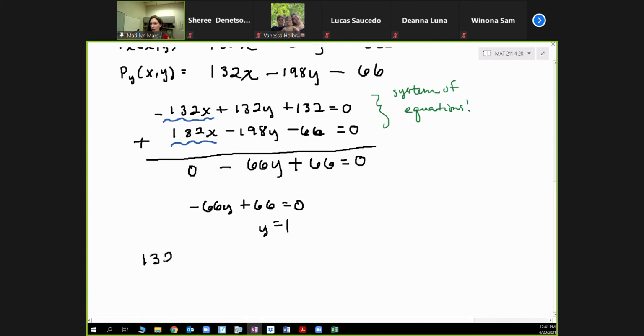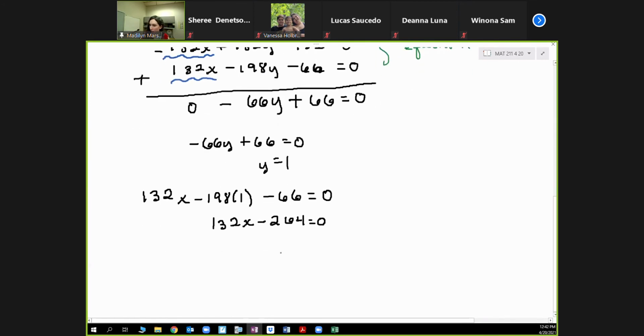So we could do 132x minus 198 times 1 minus 66 equals 0. So negative 198 minus 66. So we have 132x minus 264 equals 0. And adding 264 and dividing by 132 will give us 2.